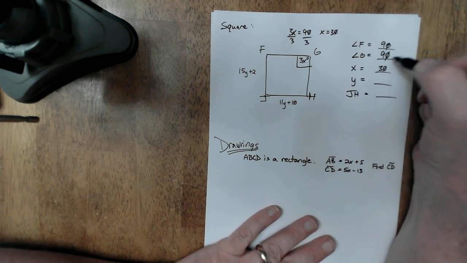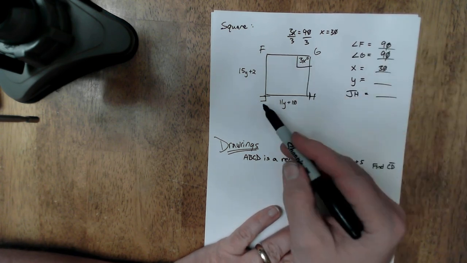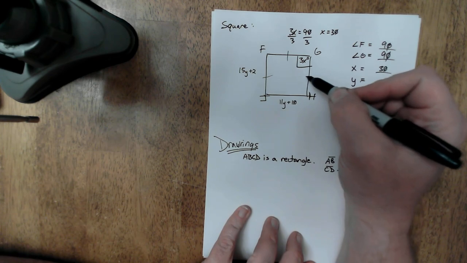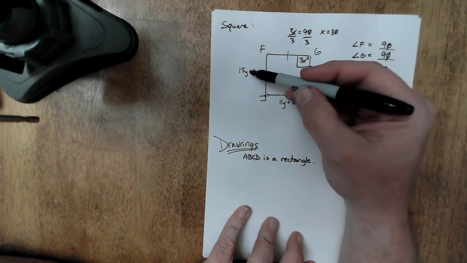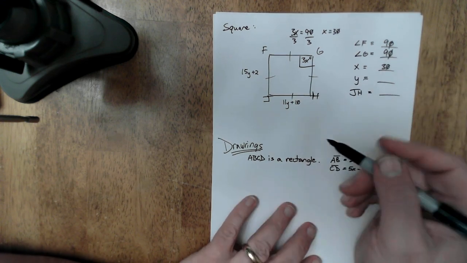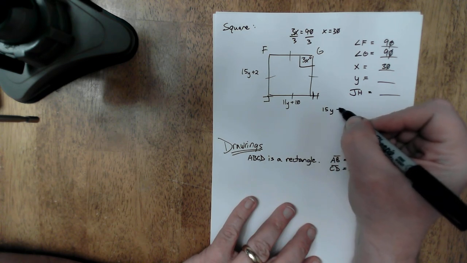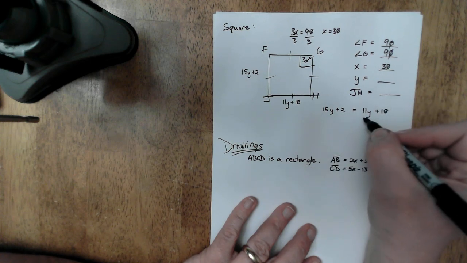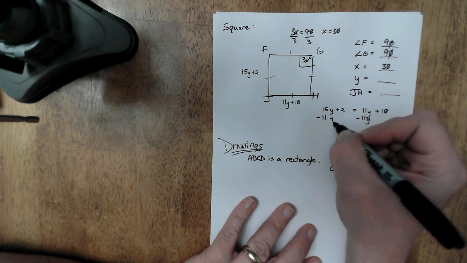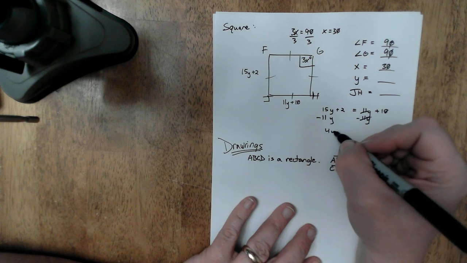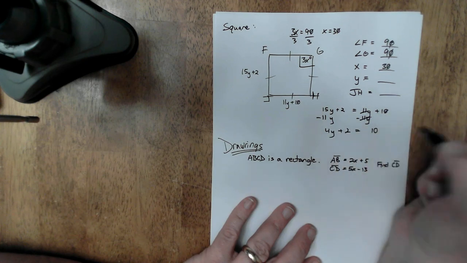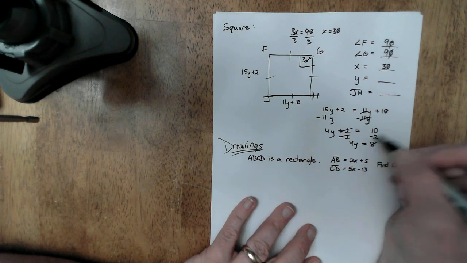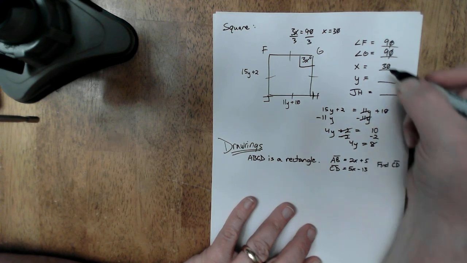Now let's go to y. With y and JH, I'm dealing with these two values here. It's a square, which means all 4 sides are congruent. So this side is going to measure the same as this side. Pretty simple. Set them equal to each other. 15y plus 2 equals 11y plus 10. I'm going to move the y's together, so let's move this one left. Those cancel. Now I have 4y plus 2 equals 10. Subtract 2, 4y equals 8. And when I divide both by 4, y ends up equaling 2.